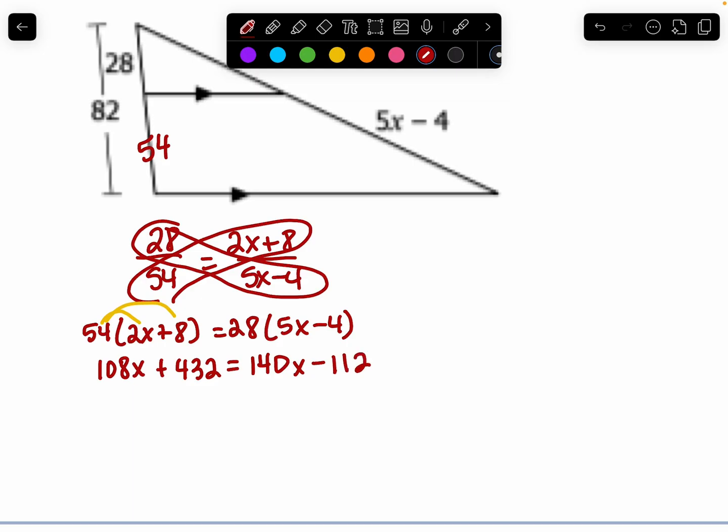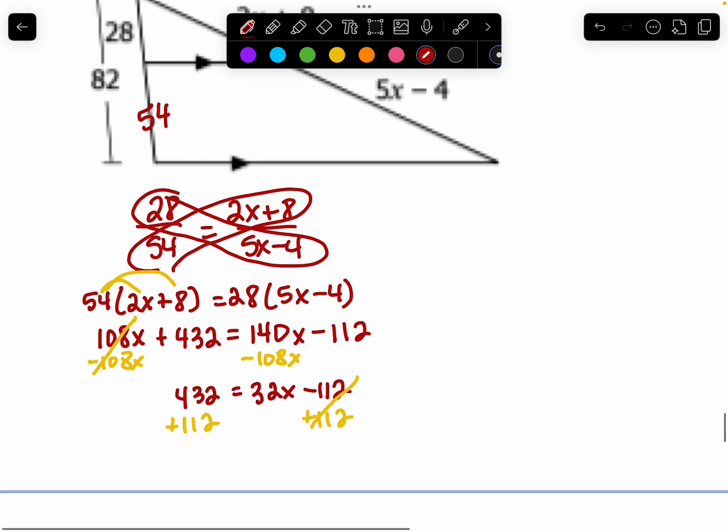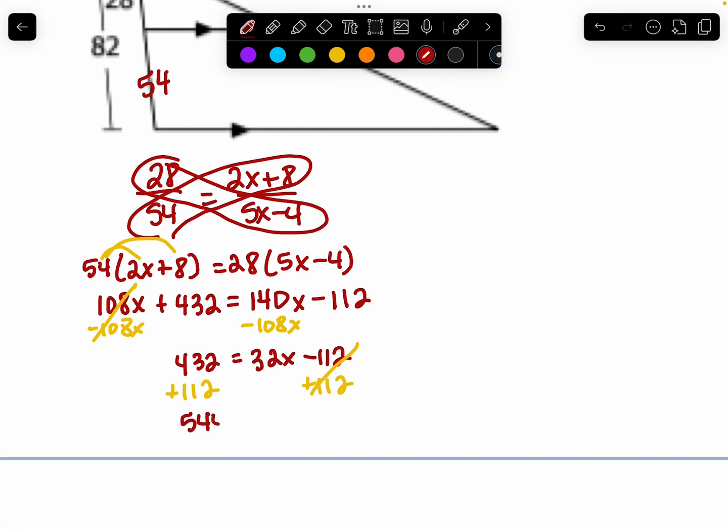All right, so we're here. Now I'm gonna start by subtracting 108x from both sides. So that'll leave us with 432 equals 32x minus 112. Then we're gonna add the 112 to both sides. All right, now we're gonna divide both sides by 32. And that's 17.